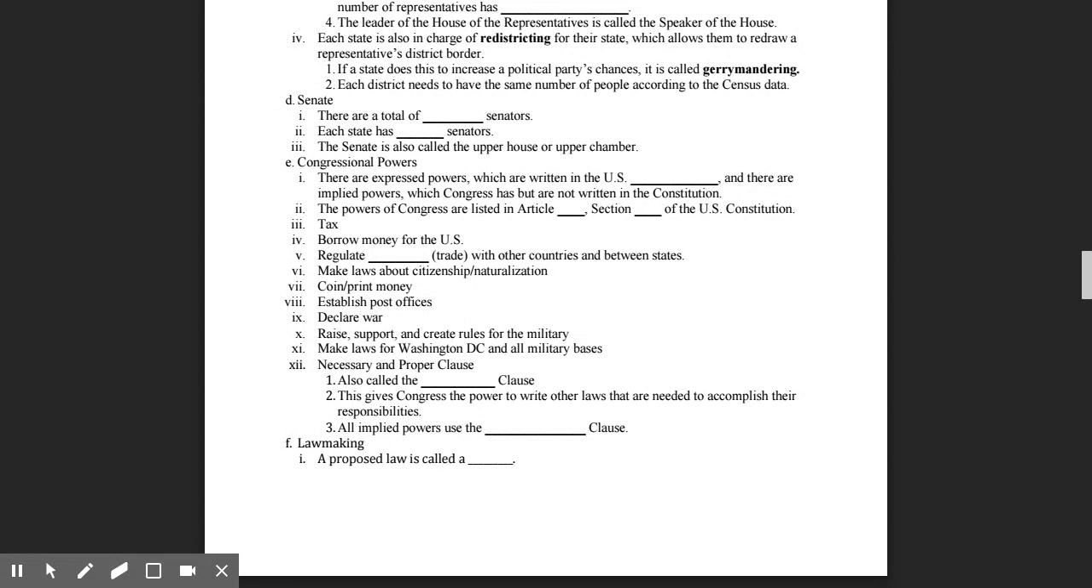This is also called the Elastic Clause. This gives Congress the power to write other laws that are needed to accomplish their responsibilities. All implied powers use the Elastic Clause to justify their actions.